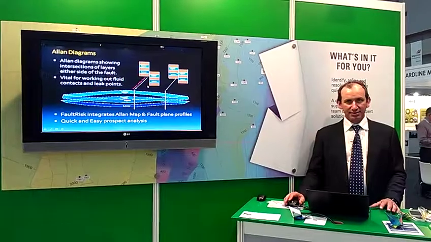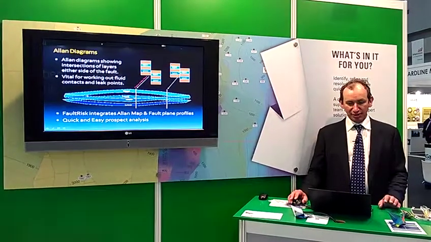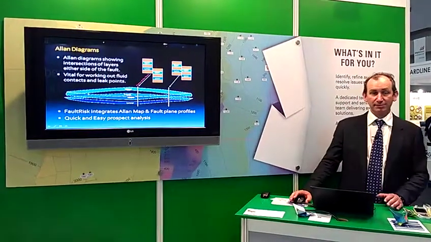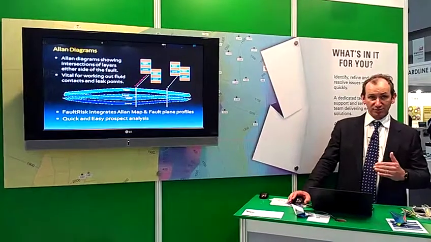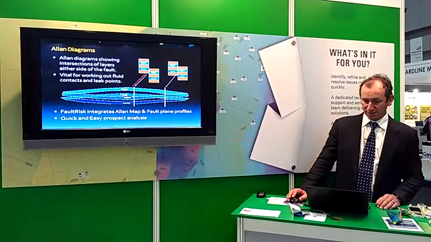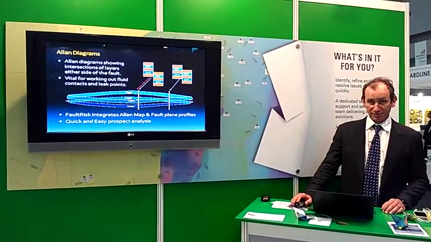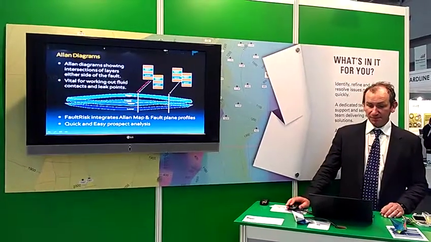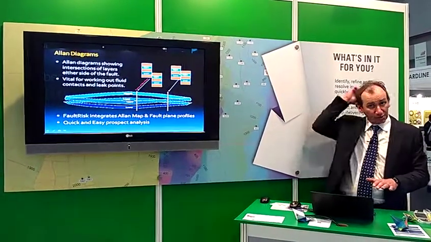The other thing that is most important is to look at the geometry. And these Allan maps, or these fault plane profiles, are the key way of working out whether the fault's going to seal or not, and where the seal points are. They're a little bit confusing, but they're relatively straightforward.